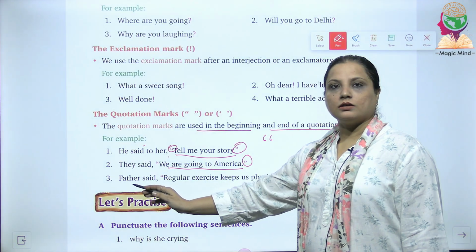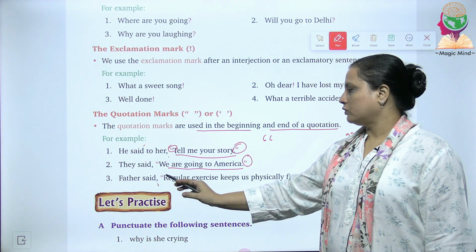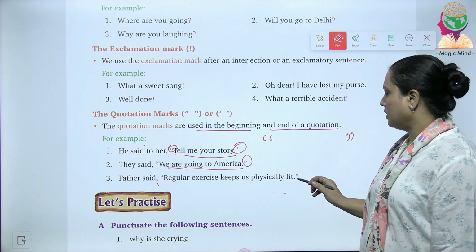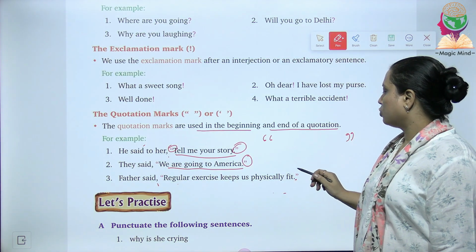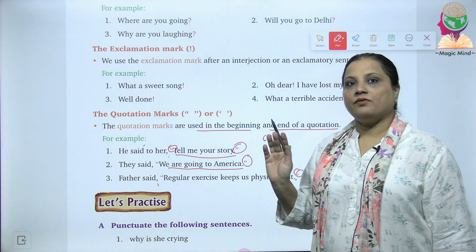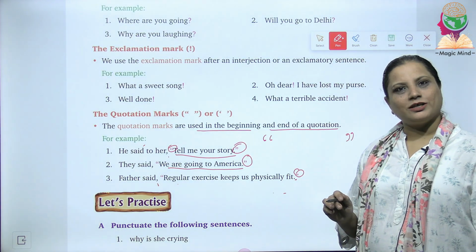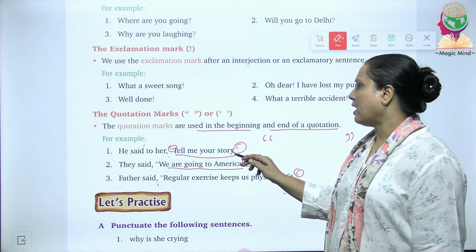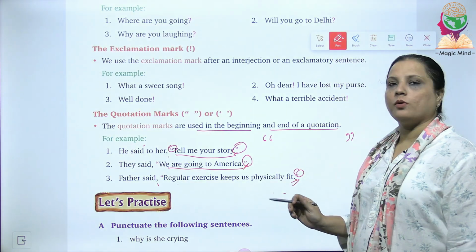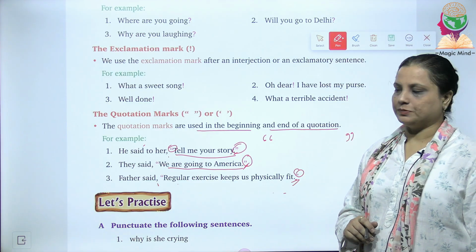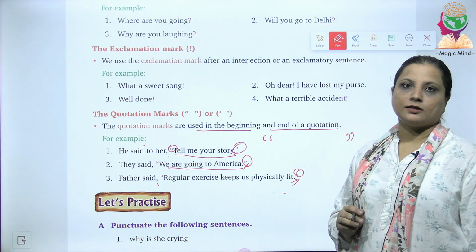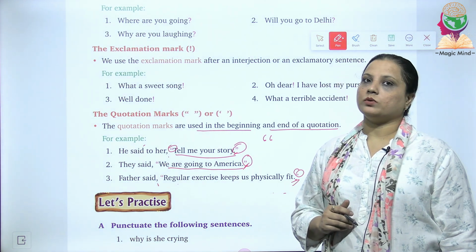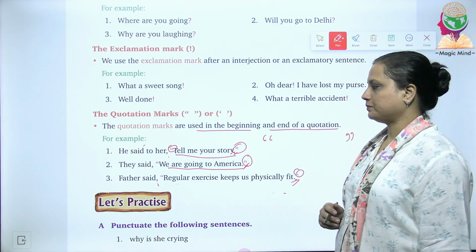Next is father said, a comma, then a quotation mark, regular exercise keeps us physically fit, a full stop and a quotation mark. Now remember, when we are ending the sentence with a quotation mark, that does not mean that you will not put a full stop. You have to put a full stop also at the end. So with this, we have now studied all the punctuation marks. I hope you have understood. Let's now begin with the practice exercise.